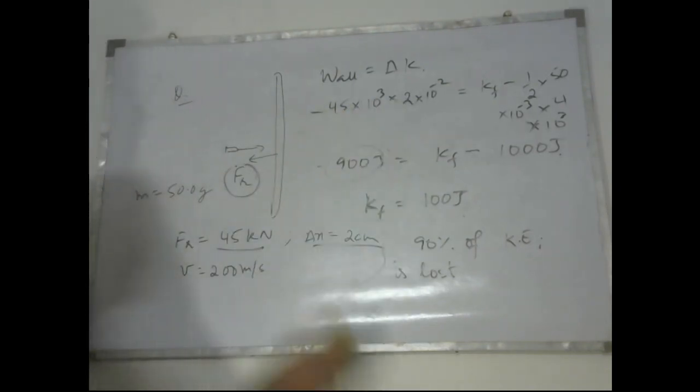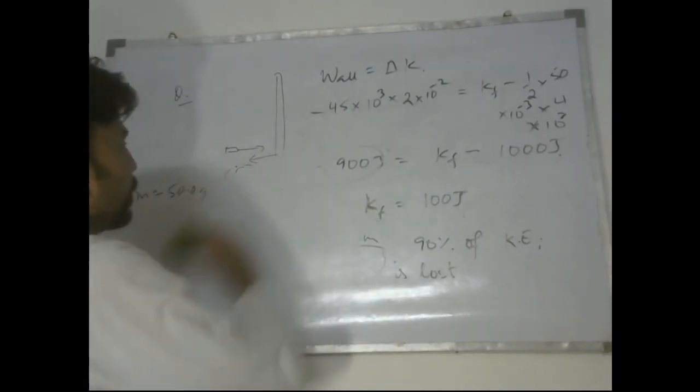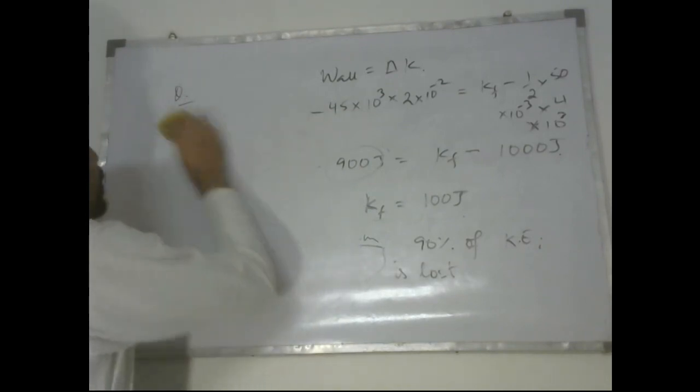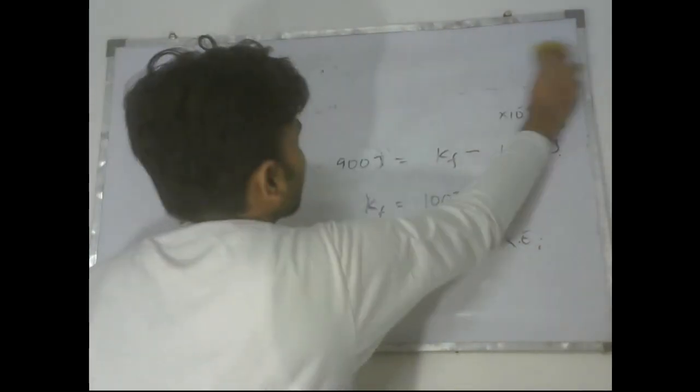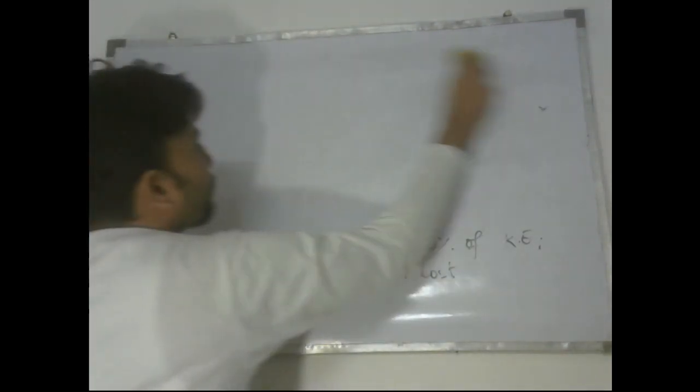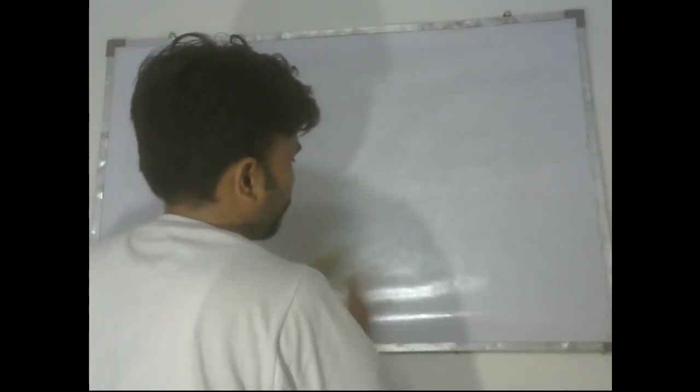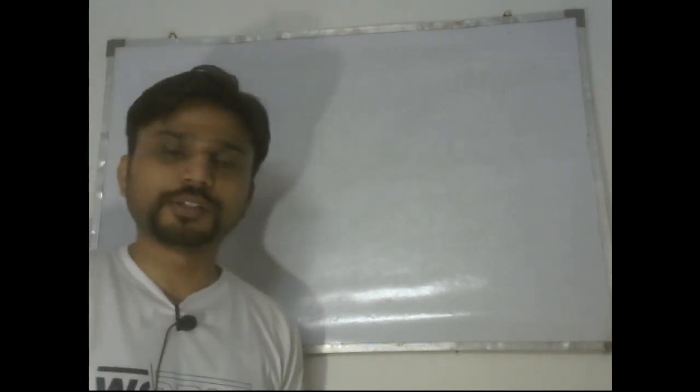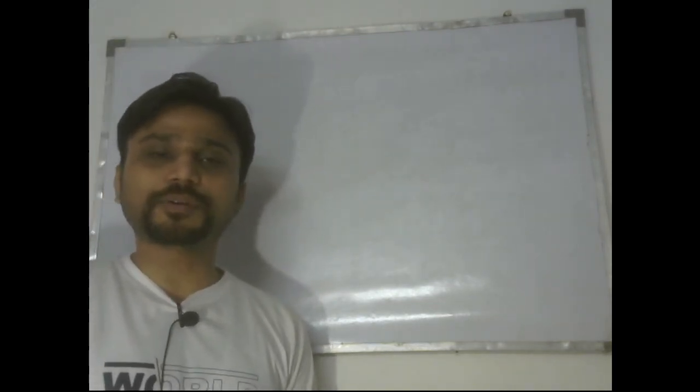We will be finishing the questions with one last question. The expression which we took to solve all these questions was work done by all is equal to delta K.